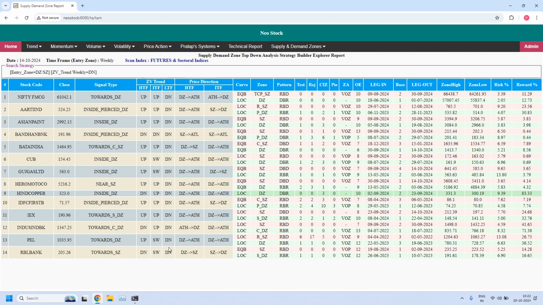Weekly trend is a downtrend. You can also look into the signal type to understand current price direction. And these are HTF and ITF price direction.